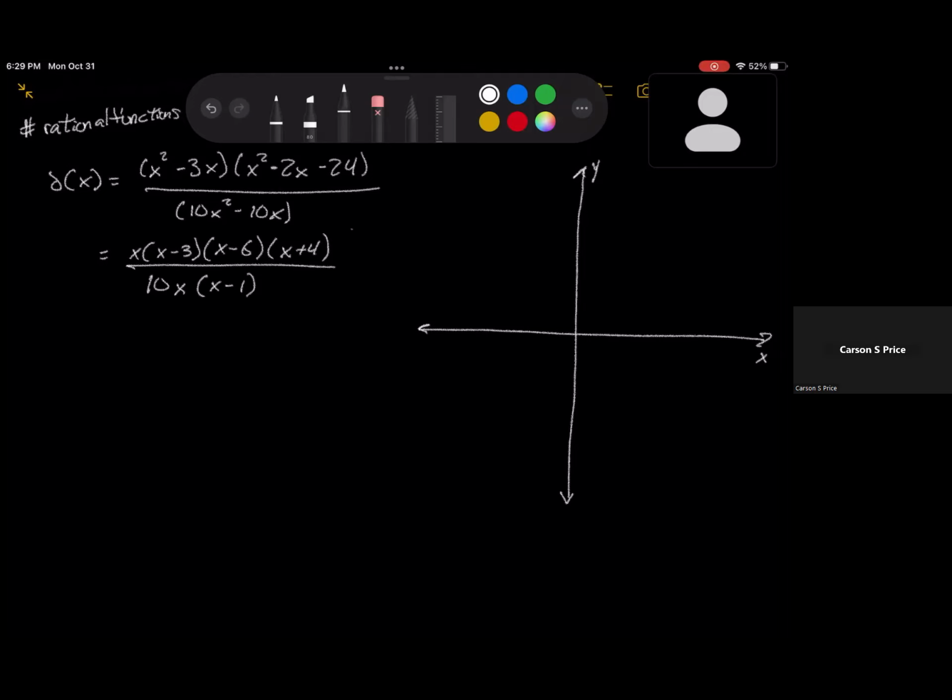So immediately I can identify any removable or non-removable discontinuities. So this x right here, it's a factor of my numerator and denominator. So that is going to be a removable discontinuity. I'm left with x minus 3, x minus 6, and x plus 4 divided by 10 times x minus 1. And I see that I cannot remove that x minus 1 factor, so I do indeed have a vertical asymptote at x is equal to 1.